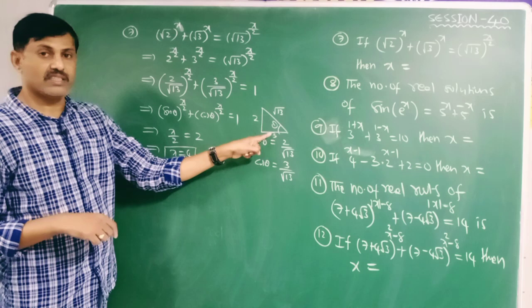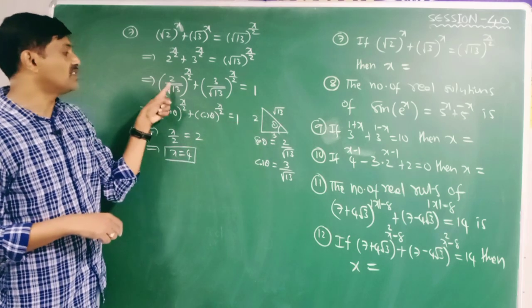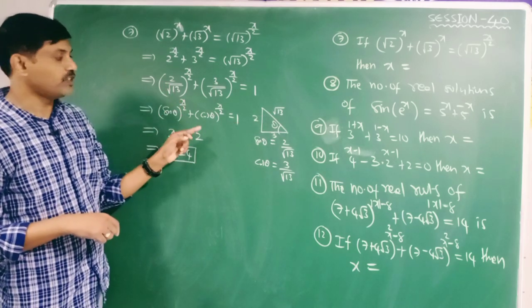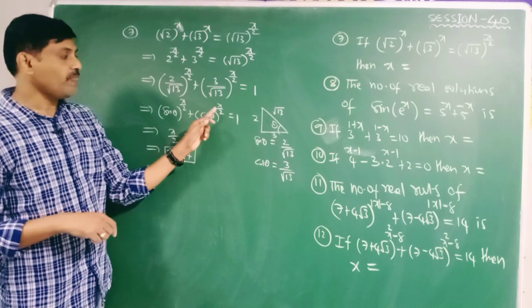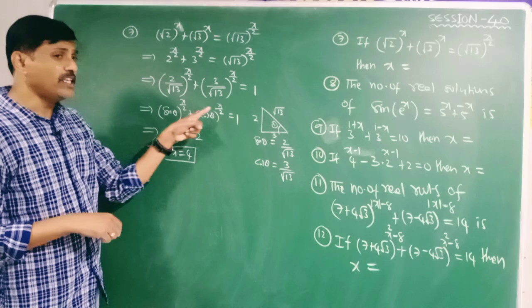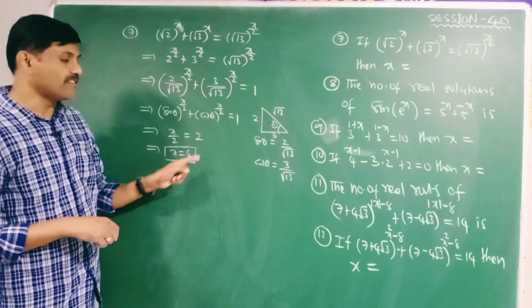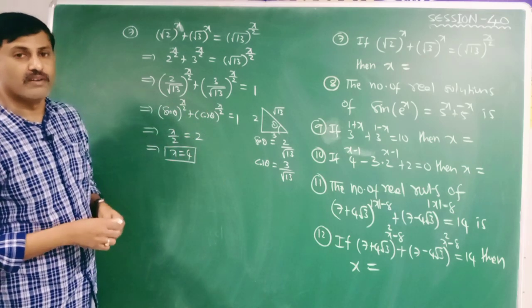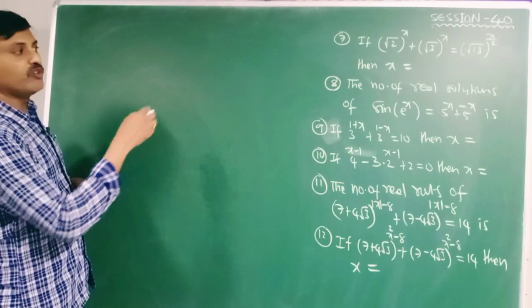Then what is cos theta? 3 by root 13. Therefore sin theta whole power x by 2 plus cos theta whole power x by 2 is equal to 1. When it is 1, the power should be 2. Yes, x by 2 is equal to 2, x is equal to 4. Students, move on to next question.